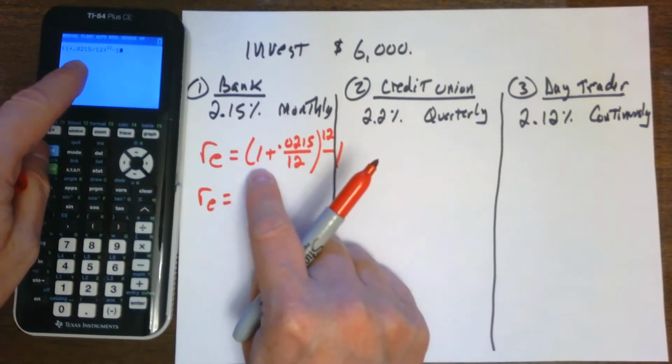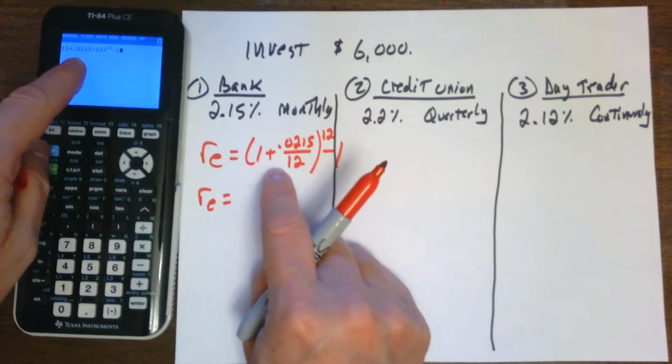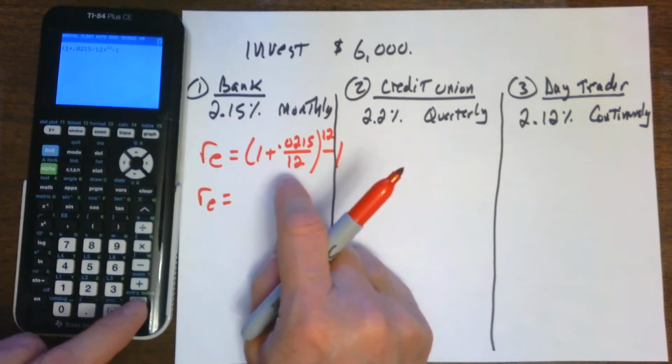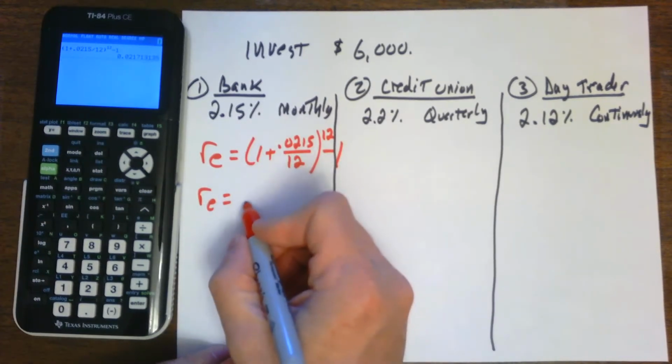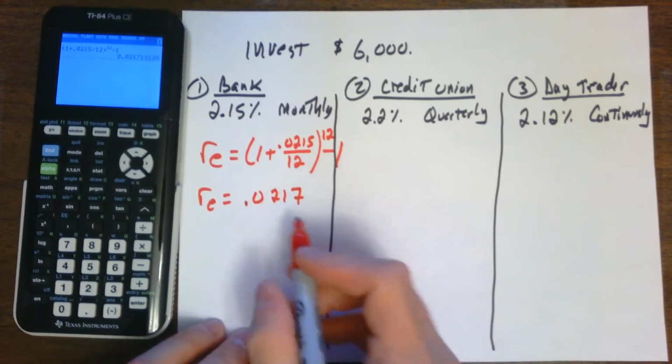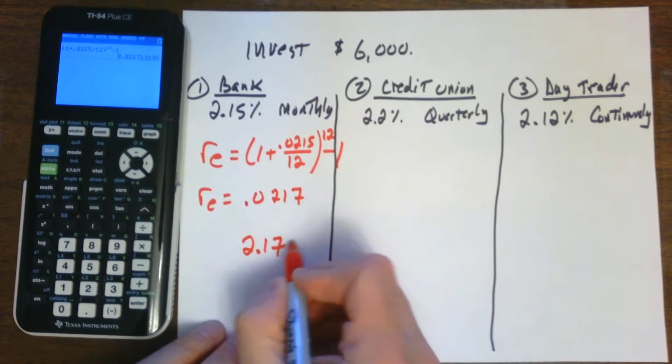Open parentheses, 1 plus 0.0215 divided by 12, to the power of 12, minus 1. Hit enter. My effective rate here is 0.0217, or in other words, 2.17%.